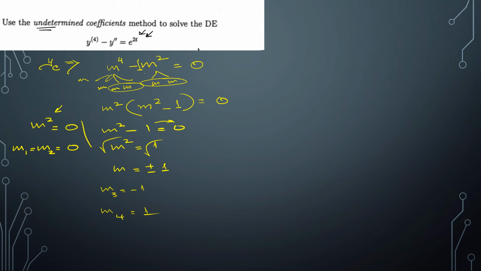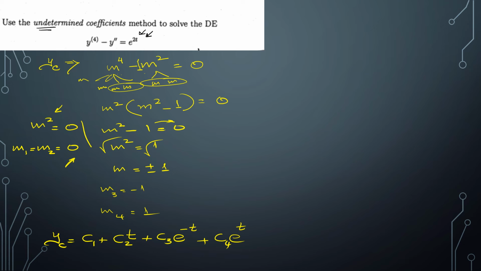Now write down the equation y_c equals. Whenever we have the zeros, we can write c1 plus c2, but since both are zeros, we have to write t, because that is the way we write it for the constants, plus c3 e to the power of negative t, since m3 is negative 1, plus c4 e to the power of t. So this is the way we write our complementary solution.